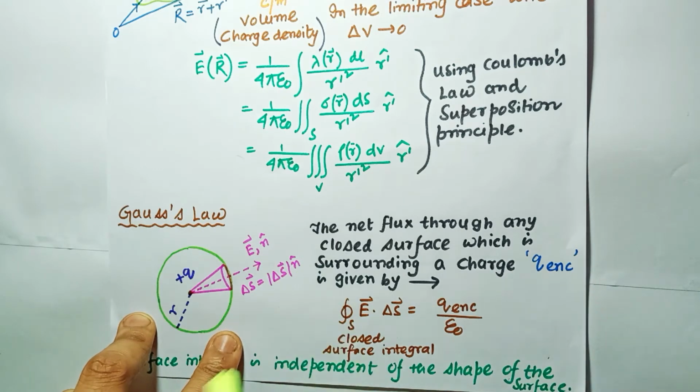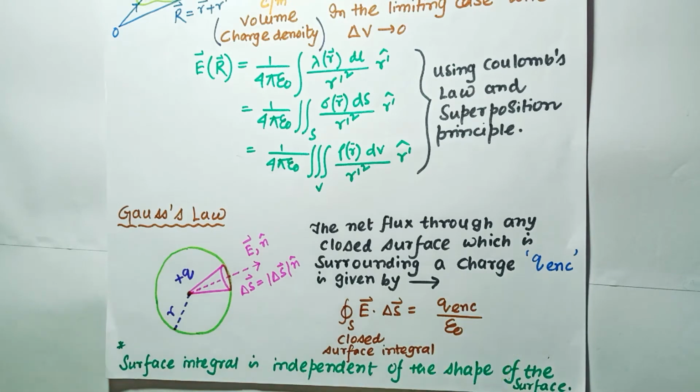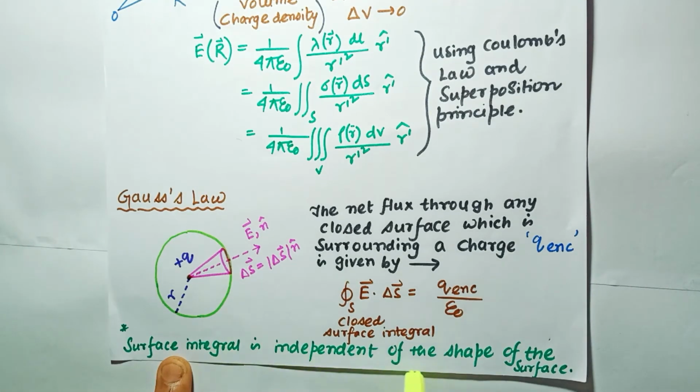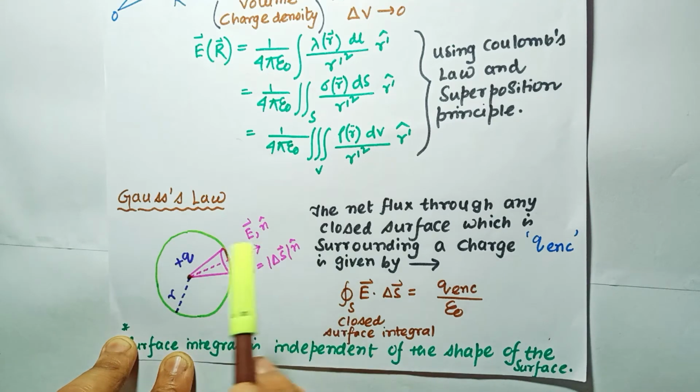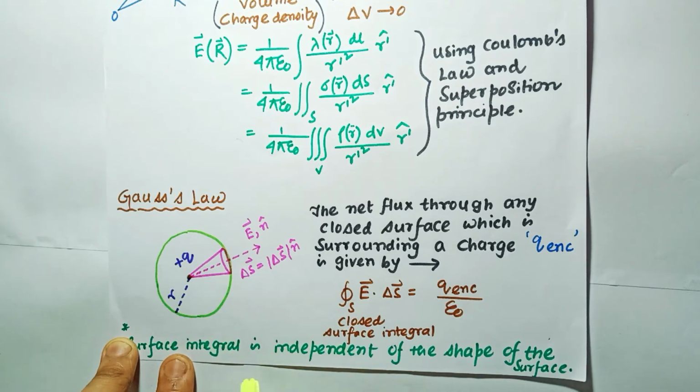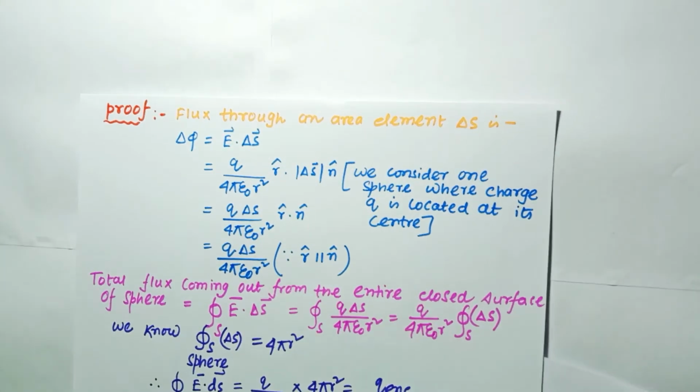So Gauss's law states that the net flux through any closed surface surrounding a charge, that is, the q enclosed, is given by the closed surface integral of E vector dot ds equal to q enclosed divided by epsilon naught. So we can write that the surface integral is independent of the shape of the surface. Whatever shape we are considering around the charge q, the surface must be a closed one, and the surface must enclose the charge q. So it is independent of the shape of the surface. We will get back to the proof of Gauss's law.